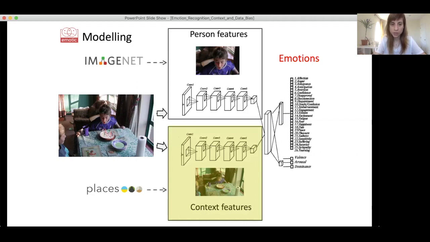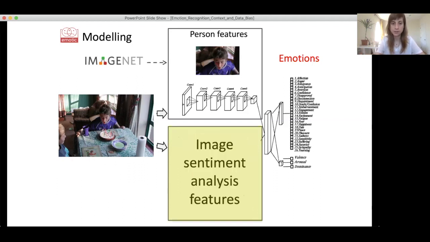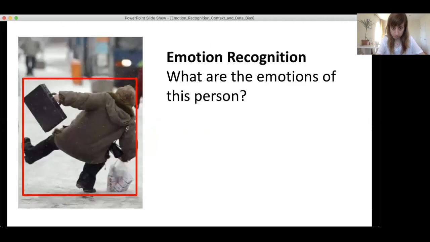The idea here is, what happens if we try to use some features that are more appropriate to encode emotional information that we can find in the context? And for that, we thought maybe we can use in this branch image sentiment analysis features.